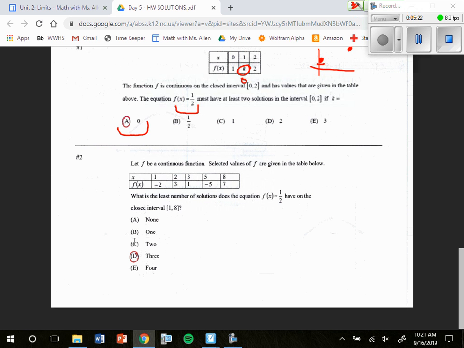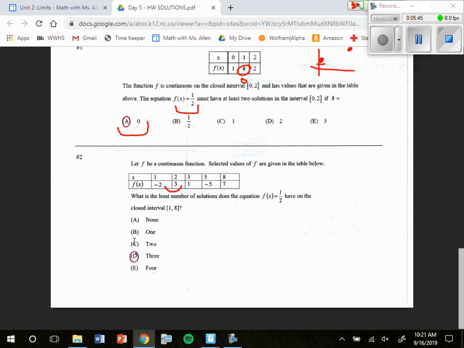Same thing here. Least number of solutions that my y value equals 1/2 on the interval from 1 to 8. So we can just sort of count. If I start at the point 1, -2, I'm starting at a y value of -2. As I go from -2 to 3, do I have to pass through 1/2? Yes. I have to hit every y value between -2 and 3. So I do pass through at least one time.